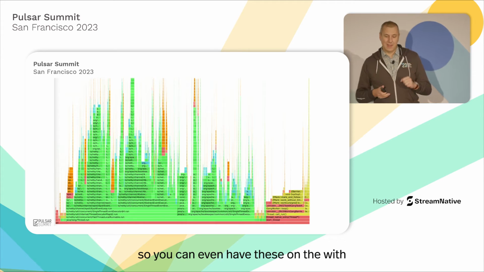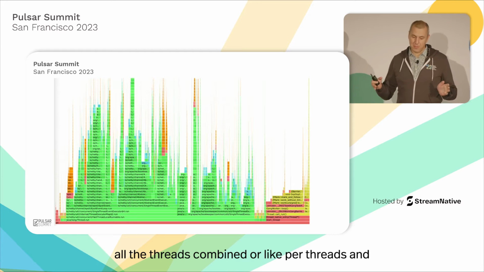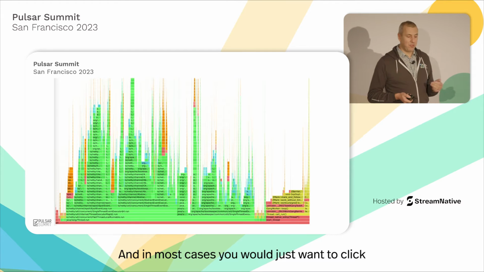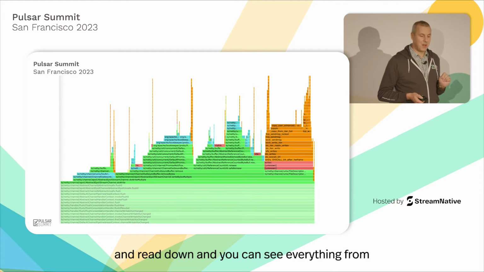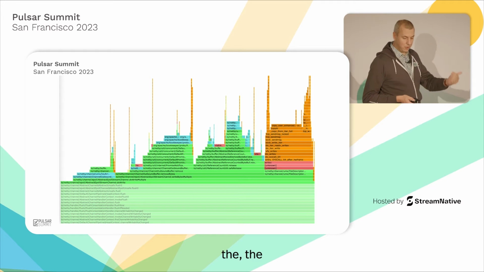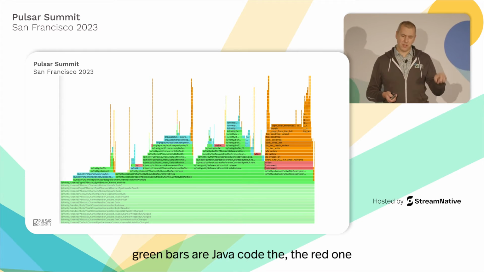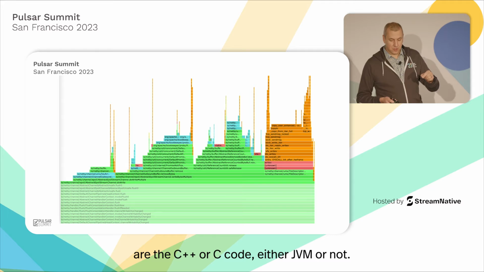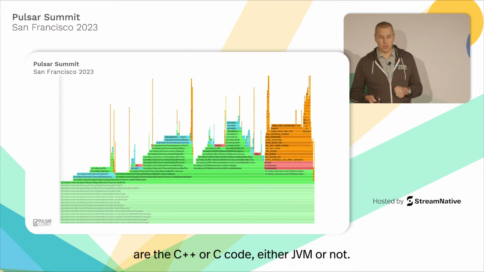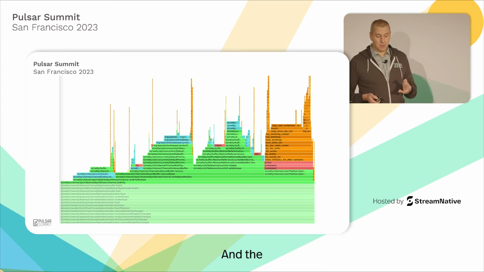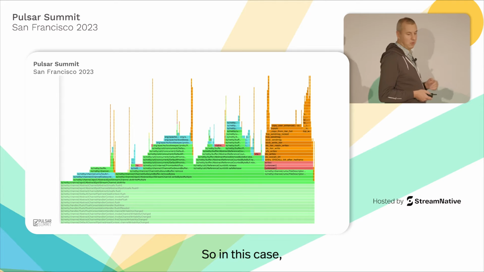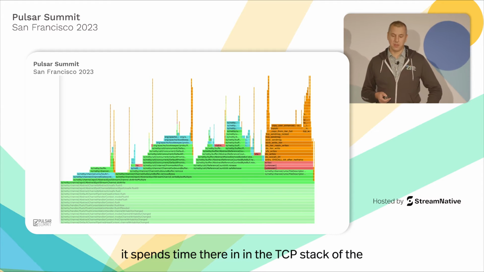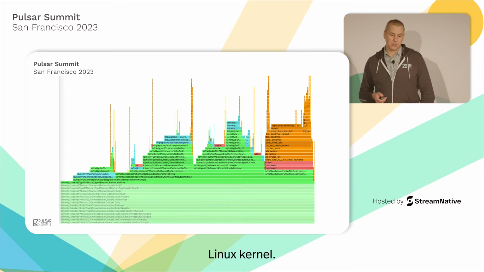You can even have these with all the threads combined, or per thread, and see different things. In most cases, you will just want to click and drill down. The green bars are the Java code. The red ones are the C++ or C code, either JVM or not, and the orange ones are the kernel code. So in this case, you can see that it goes on a write on a socket, and then it spends time there in the TCP stack of the Linux kernel.